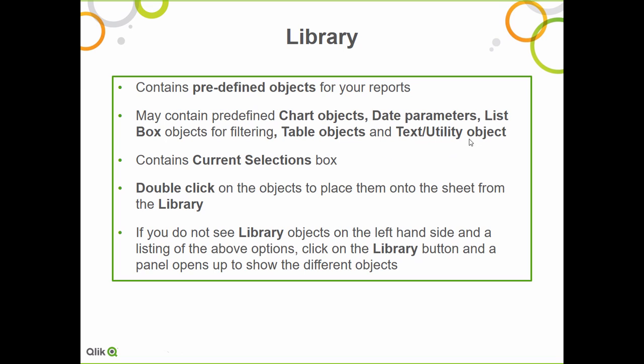The text and utility object area can be expanded, and it has the most important current selections box, which really helps you to see what users are selecting. When you want to add an object from the library, all you need to do is double click on the object and it adds it directly to your sheet. If you do not see the library objects on the left-hand side, it may be that it's collapsed. So you have to go to the top left-hand side where you have the library button and just click on that to see the library components.